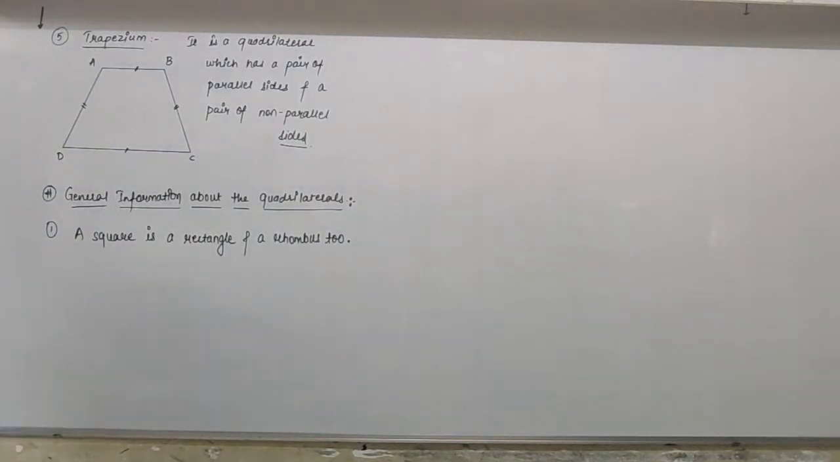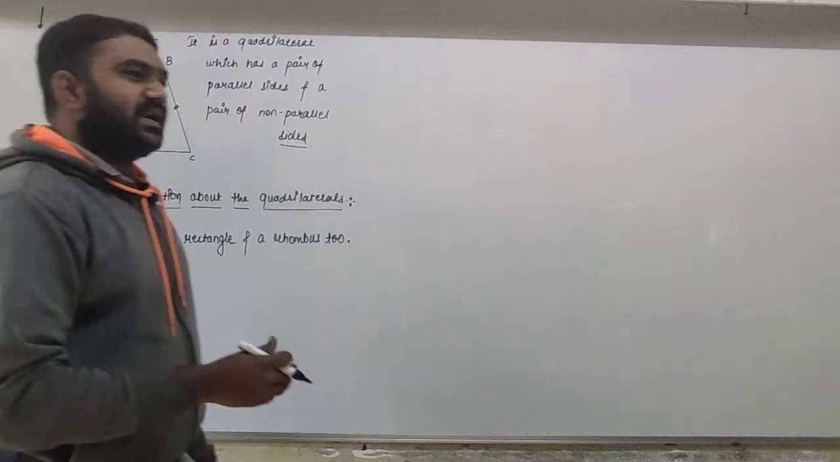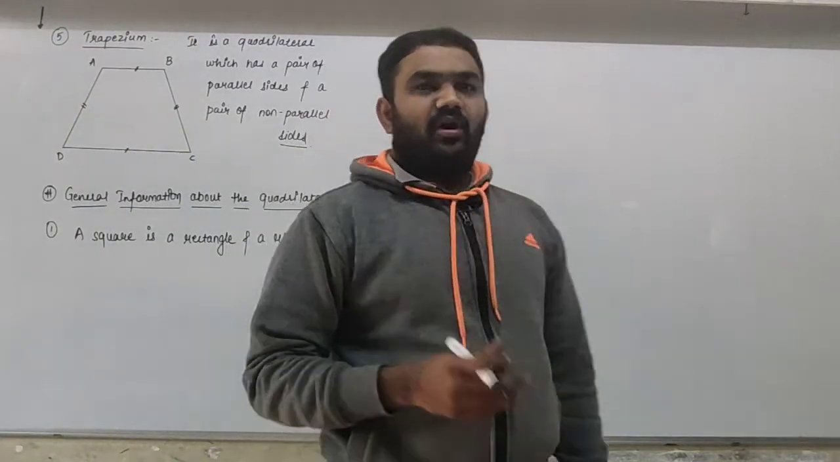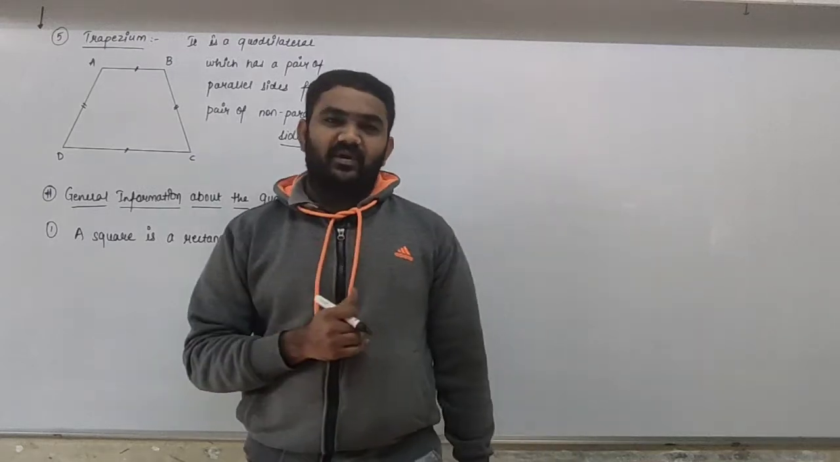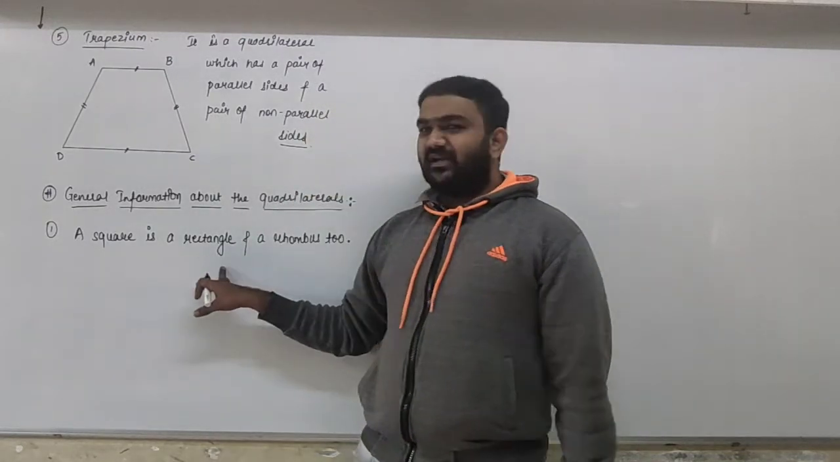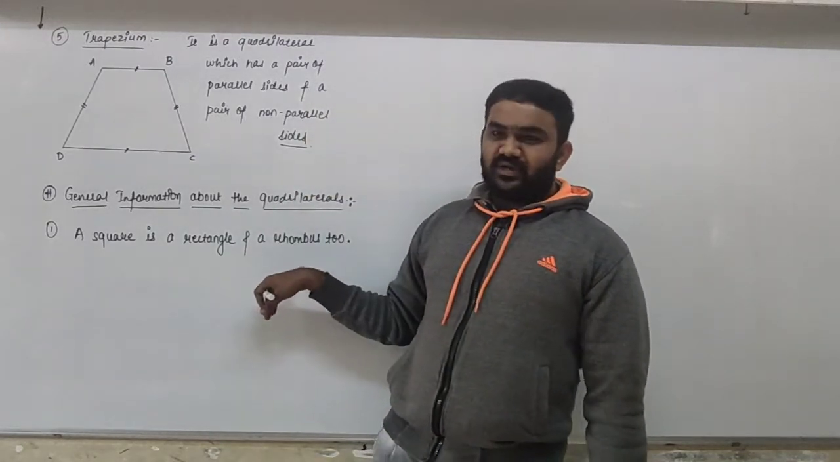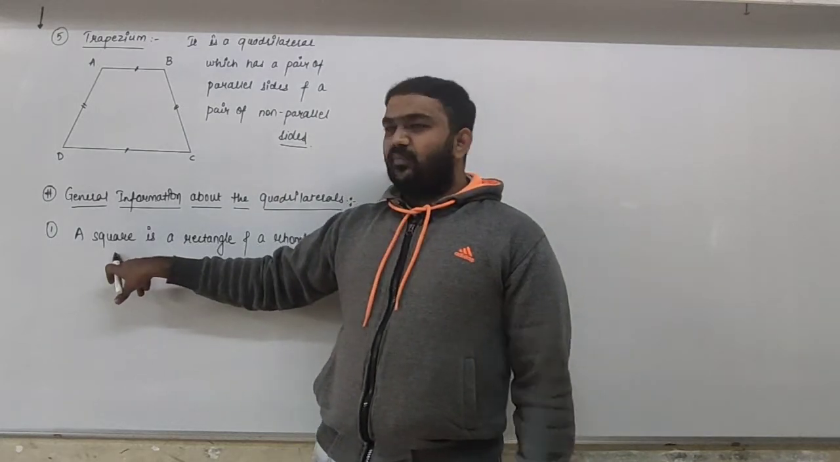What is a square? A square has all four sides equal. So you can also call it that opposite sides of a square are equal. So is a rectangle and so is a rhombus. Right? A square has opposite angles equal.